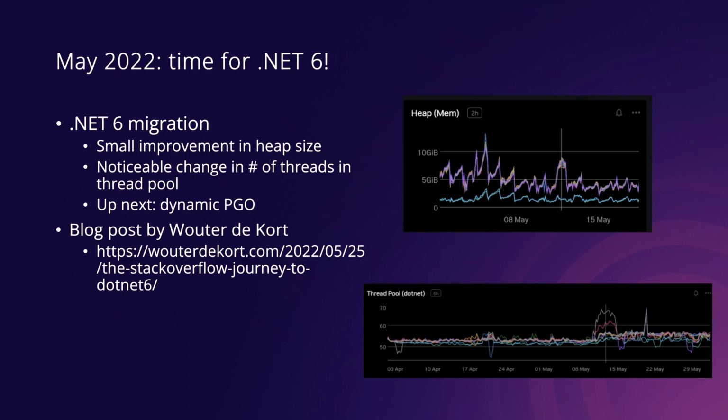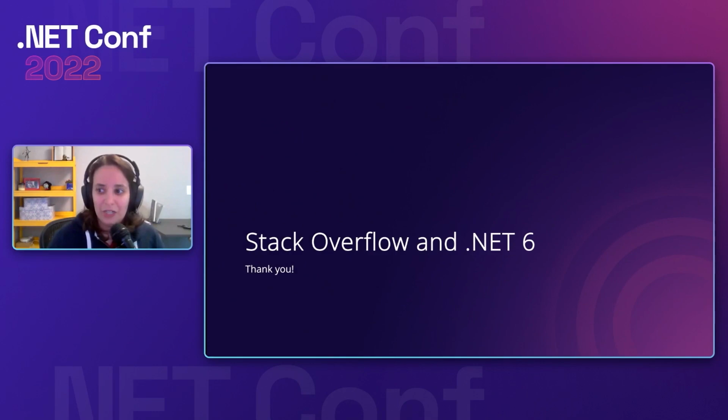There are a lot of things that we can still do that we haven't yet that .NET 6 enables, like dynamic PGO. This is something that we can try out and see if it brings us any performance improvements, but we haven't yet. And if you want to see more details about how rolling out .NET 6 went, the kind of problems we faced, the specific breaking changes that we encountered, you can read a blog post by Wouter de Kort on his blog, which has the complete path from the Entity Framework upgrades all the way to the .NET 6 migration.